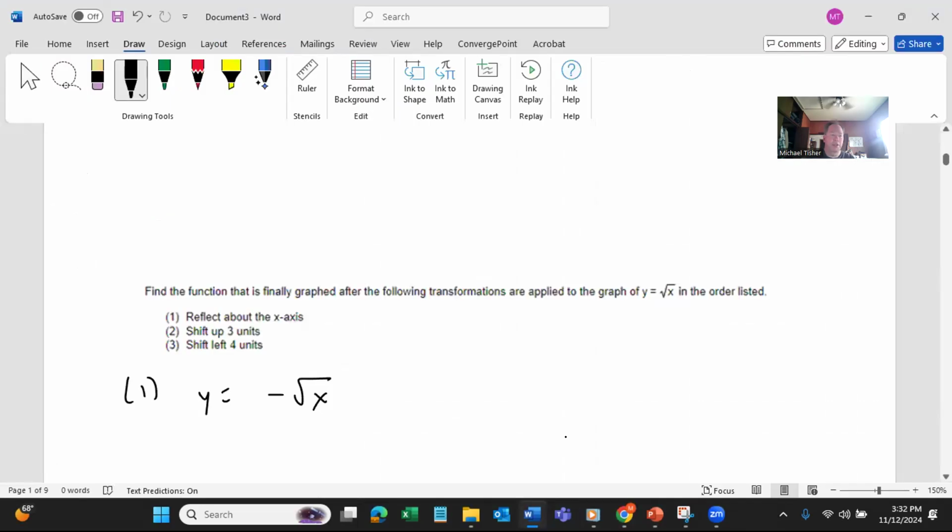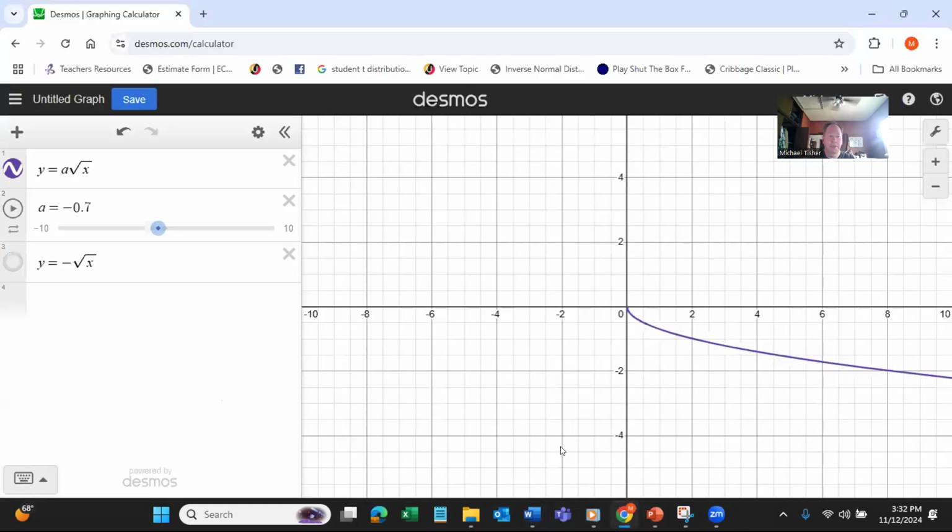Okay, now let's do part two. It says shift up 3 units. So we need a formula that allows us to shift it up 3 units. Let's go back to PowerPoint.